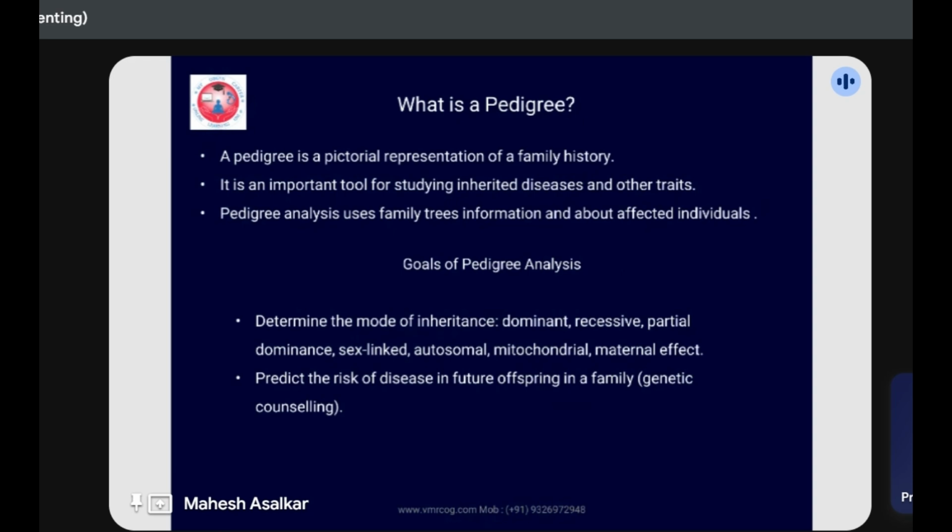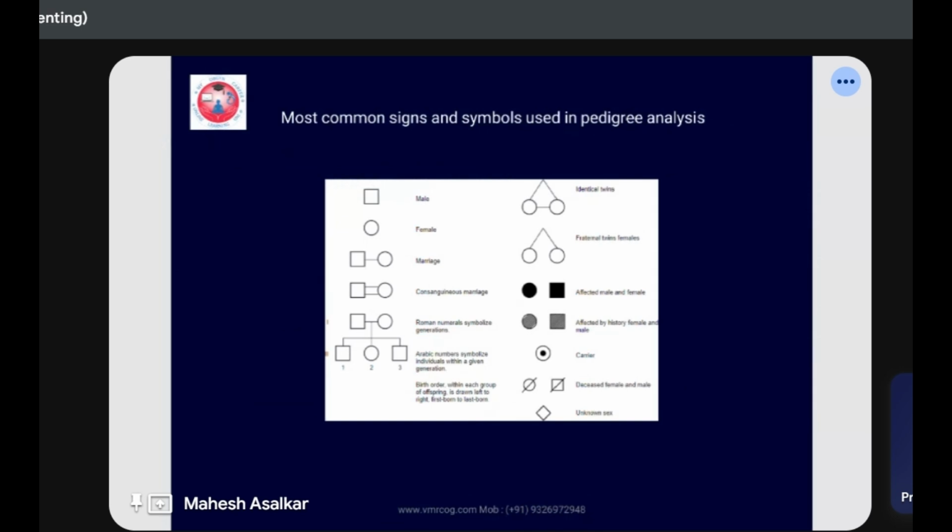What are the goals of pedigree analysis? It is to determine the mode of inheritance, whether it is dominant, recessive, partial dominance, sex-linked, autosomal, or mitochondrial, maternal effect, etc., and predict the risk of disease in future offspring in a family, and obviously genetic counseling. Okay. So what are the most common signs and symbols which are used in pedigree analysis?